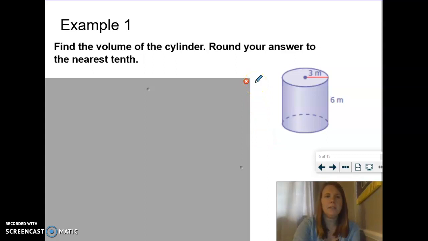First one says, find the volume of a cylinder. Round your answer to the nearest tenth. So here's my direction, find the volume of the cylinder.